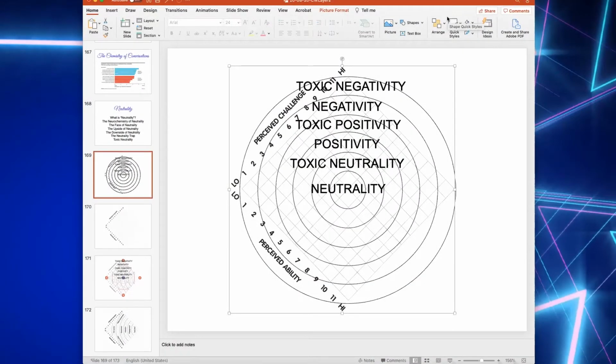Today, we're going to continue our discussion about negativity, positivity, neutrality, and the toxic versions of each therein. While I was waiting for today's call to come up to the hour, I started drawing up a diagram, and this is where I'm at on the whole thing. I don't think it's particularly accurate, but I thought it's a good place to start from.